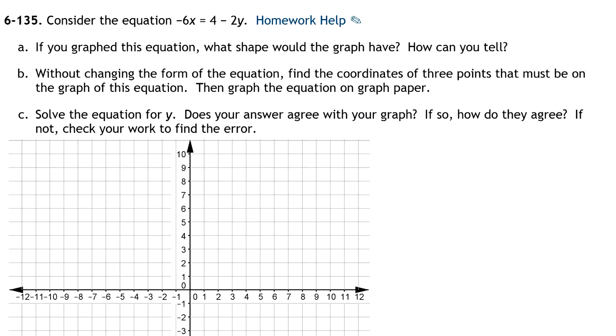So consider the equation negative 6 times x equals 4 minus 2y. If you graph the equation, what shape would it have, and how can you tell? Well, this would be a line, and the way that I know is a couple of things, right? One of the reasons I think I know that it would be a line is experience, right? I'm old and I've been looking at these for a long time.